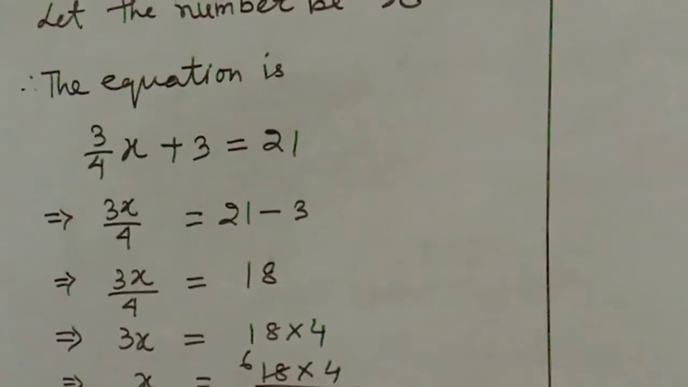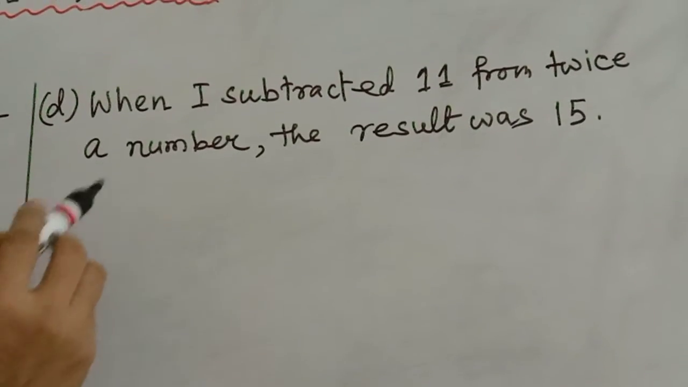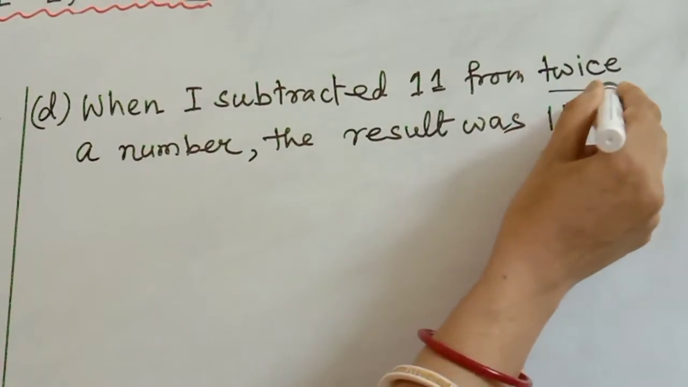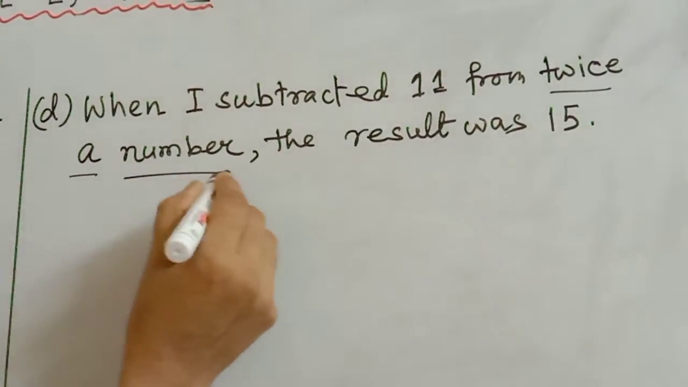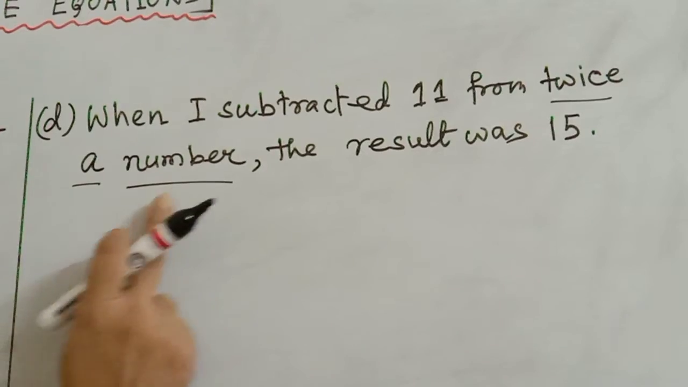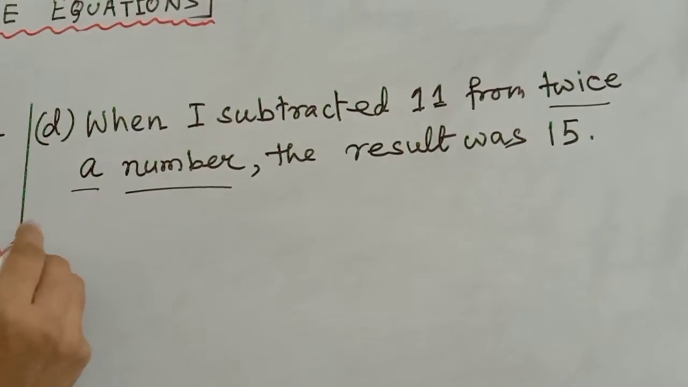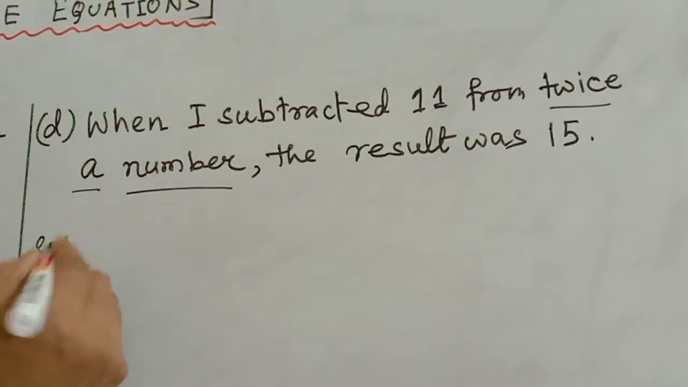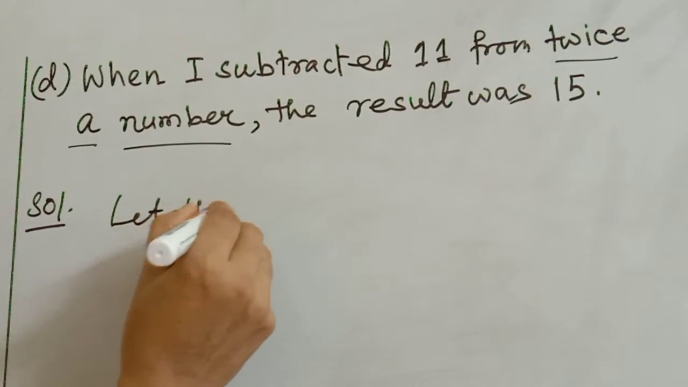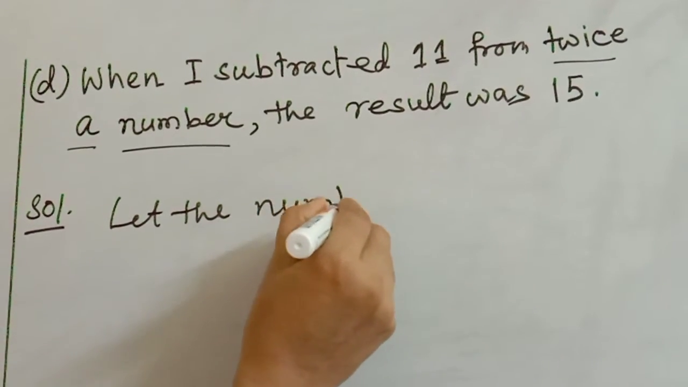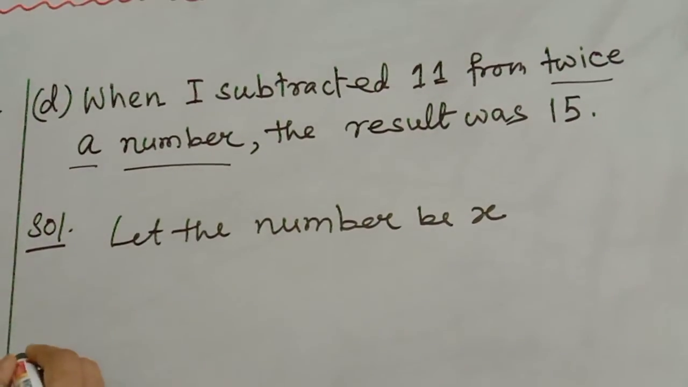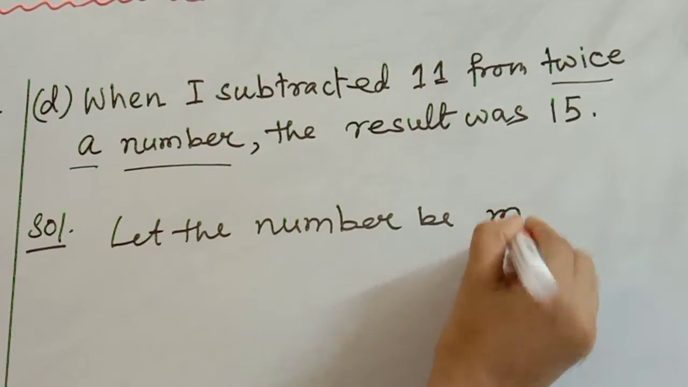Come to the next sum. Now in question D: when I subtracted 11 from twice a number, the result was 15. Twice a number means 2 times a number. For the number you need to take a variable. So first of all, you have to find the equation, and to find the equation you need a variable. Let the number be x, or you can take any other variable also. Let the number be m.